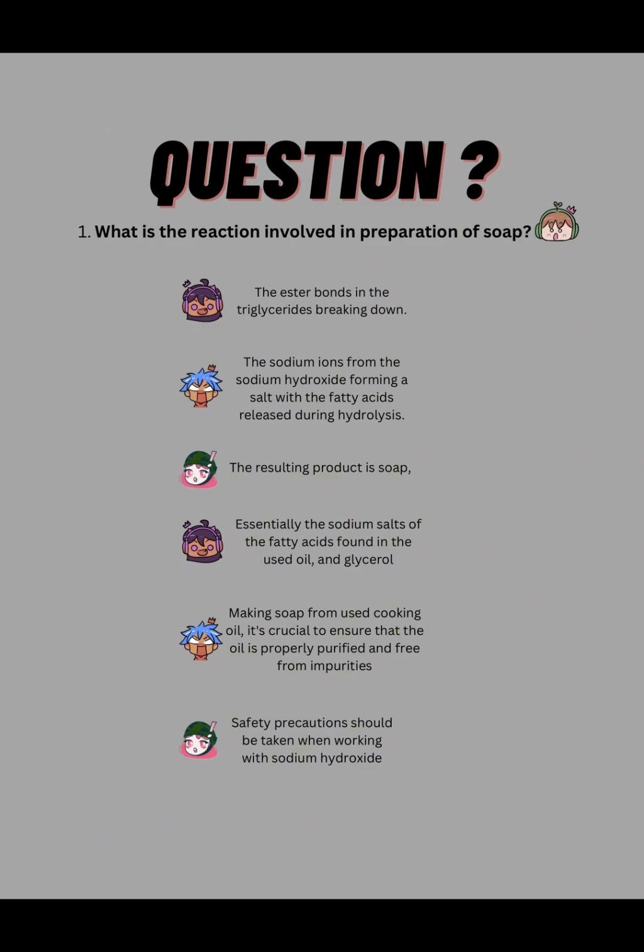It's important to note that when making soap from used cooking oil, it's crucial to ensure that the oil is properly purified and free from impurities, as contaminants or food residues in the used oil can affect the quality of the soap produced. Additionally, safety precautions should be taken when working with sodium hydroxide, as it is a caustic substance and can be harmful if mishandled.